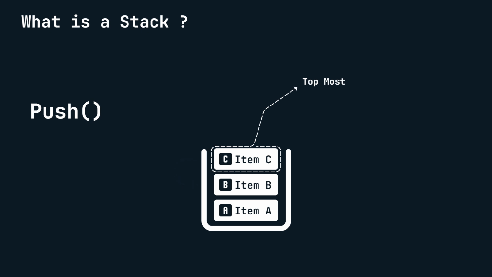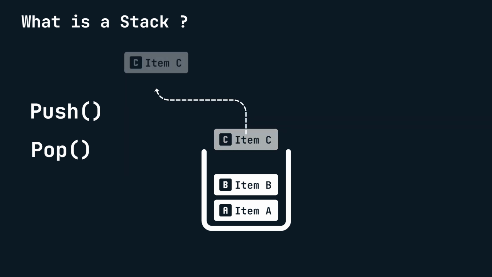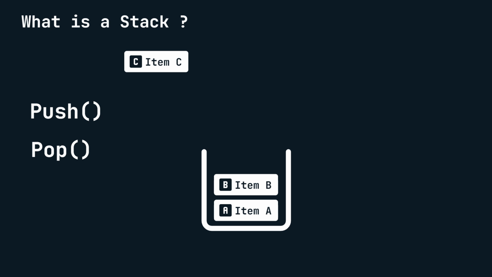The second basic operation of the stack data structure is the pop operation. This operation removes the topmost item from the stack. Let's pop an item from our stack. As you can see, the item C is removed from the stack. This is because it was the last item to be added, hence making it the topmost item.